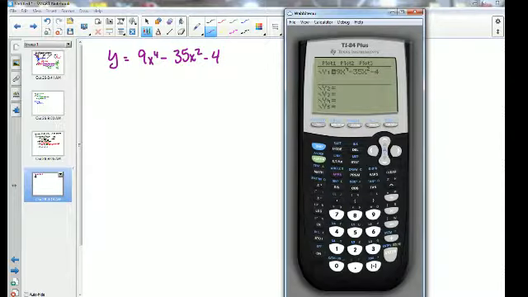Oh my gosh, it's a long equation. Don't freak out about it. Is it good? Graph it. Whoa, that's ugly. Okay, my window's a little funky, right? Do you remember how to fix that? Zoom 6. It'll put you in the standard window. This is where most everything's going to come for us.